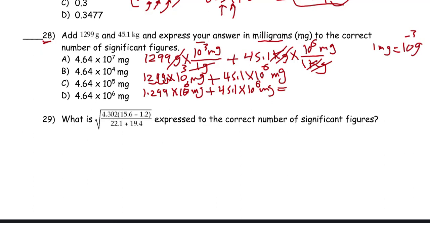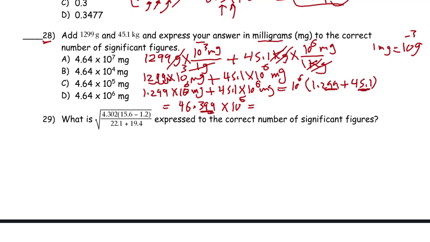Let's take 10 power 6 as a common factor. 10 power 6, we have 1.299 plus 45.1. So let's make the addition here. The addition equals 46.399 times 10 power 6. But hold on. In addition, we have 3 decimal places and 1 decimal place, so the answer must have 1 decimal place here. In addition, you care about the decimal places. The answer must have decimal places like the least one.